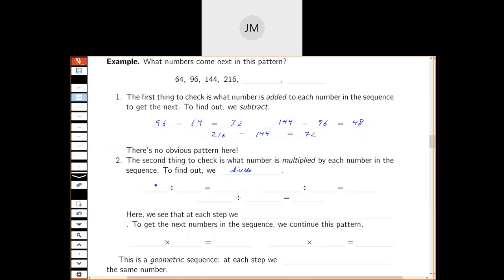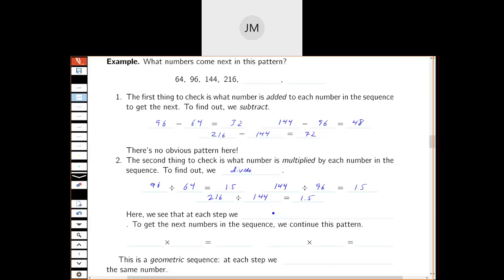Okay, so I'm going to take 96 divided by 64, and I get 1.5. Okay, I'm going to take 144 divided by 96. That also gives me 1.5. Okay, and things are looking a little more promising here. Let's try the last one. 216 divided by 144, and I get 1.5.